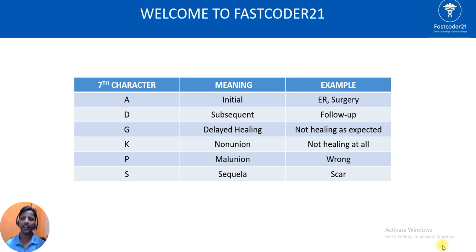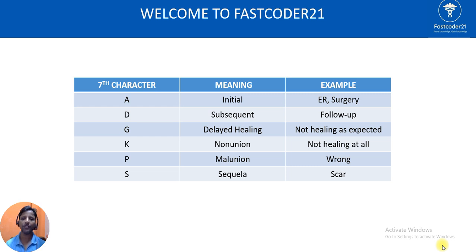So what is active treatment? Whether the patient is undergoing treatment the first time or second time. Try to remember, here we will use the seventh characters based on the type of treatment. So A is for initial encounter. Most of the time we will use this initial encounter in ER and surgery if the physician performs active treatment for the first time.